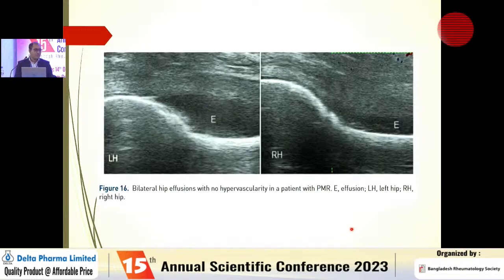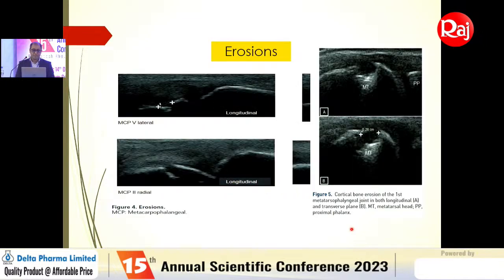And here is a picture of hip joint, and we can easily identify there is effusion. Erosion can be identified by seeing the discontinuity of bony outline.